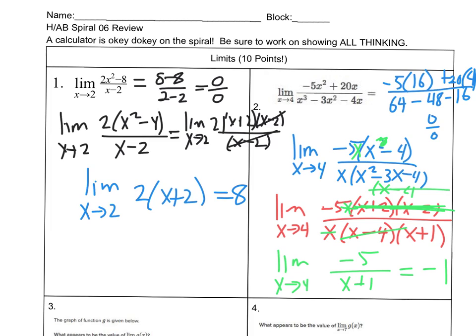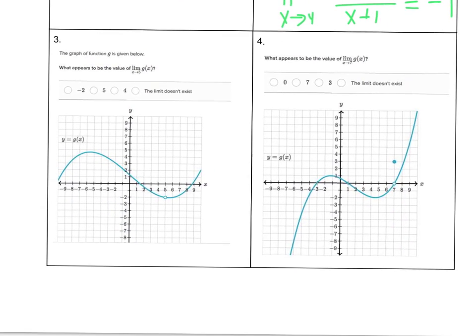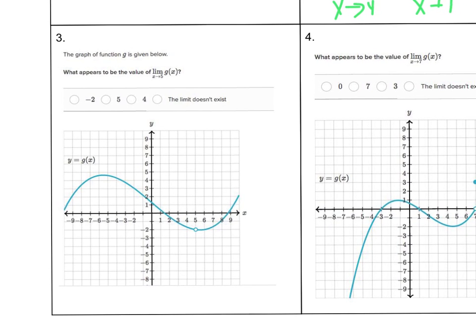Moving on, we get a couple of visual problems. We've got this graph, and the limit is as x approaches 5. I'm going to look for where x is at 5, and that's going over here. From both sides, we're approaching the same height of negative 2. Therefore, the limit is negative 2. We know for a limit to exist, it has to be approaching the same value from both sides.